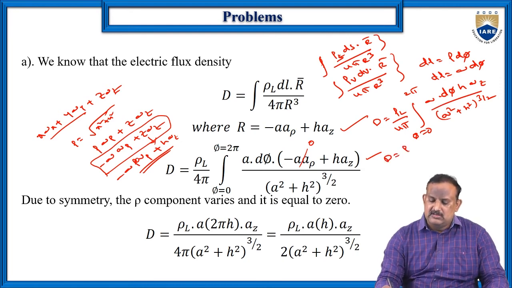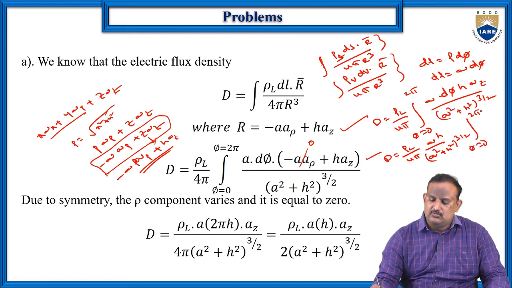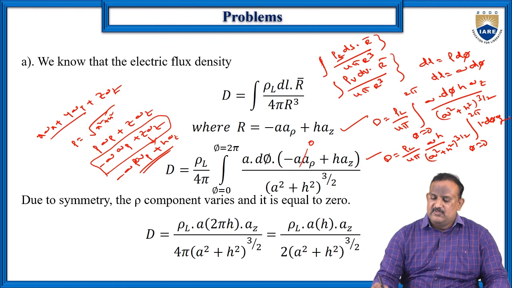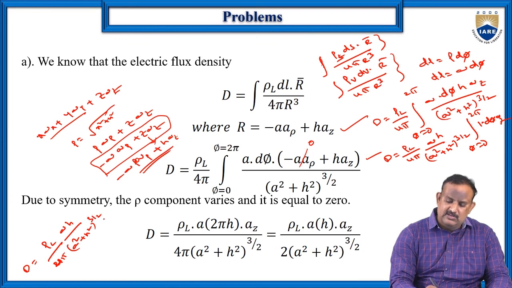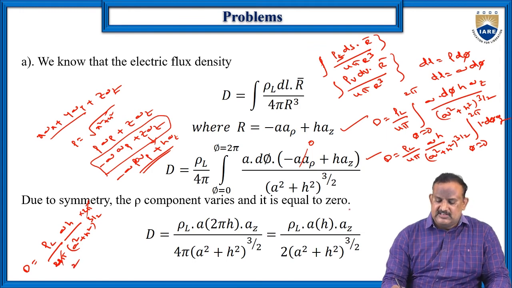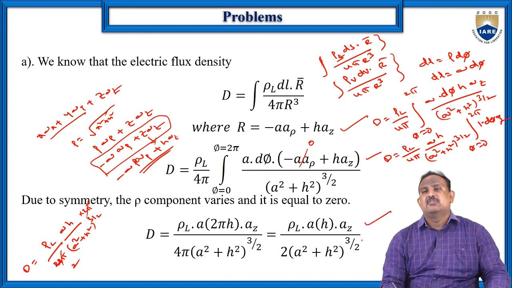Therefore D is equal to rho L by 4 pi into a h by a square plus h square whole power 3 by 2, integral phi equal to 0 to 2 pi 1 into d phi a_z. Therefore it is 2 pi. Therefore you can write D is equal to rho L by 4 pi into a h by a square plus h square whole power 3 by 2 into 2 pi. 2 pi cancel each other. You have 2. Therefore the expression is rho L into a into h into a_z by 2 into a square plus h square whole power 3 by 2.